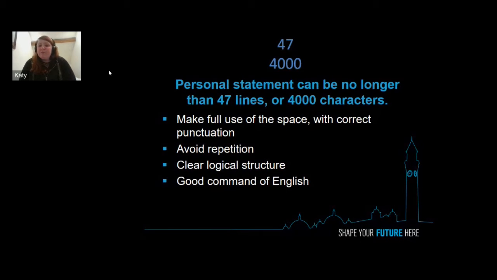We're also looking for a good command of English. Obviously, for a lot of you, English will be your first language, so it's not too much of an issue. But just make sure that comes across within the personal statement as well. It's another way that we can look at your English language skills, as well as looking at your interests and your reasons for studying the course.